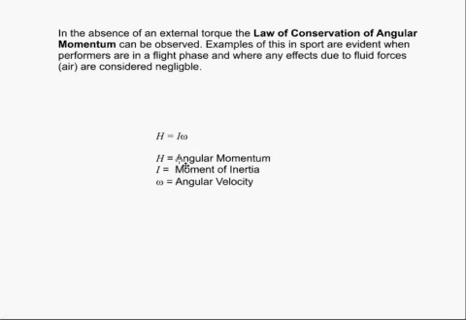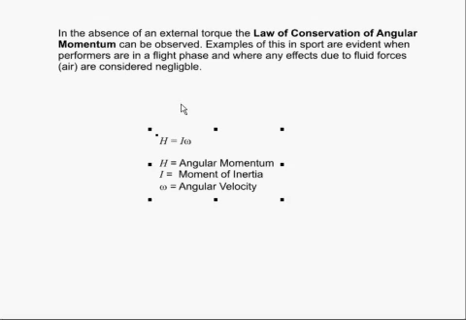So here's the equation, where H represents angular momentum, I moment of inertia, and what looks like a curly W, the Greek omega sign, represents angular velocity. So if this side of the equation remains constant, if you change the moment of inertia, you change the I, then the angular velocity must change.